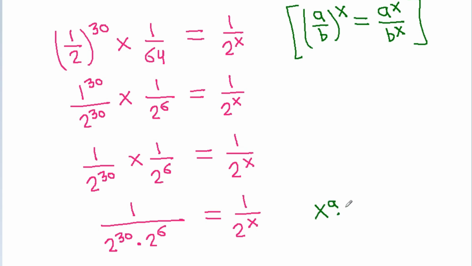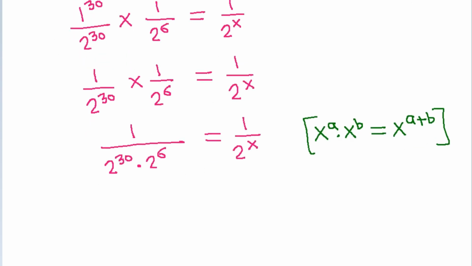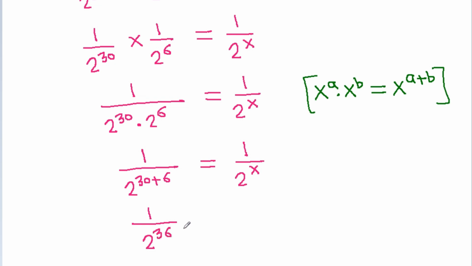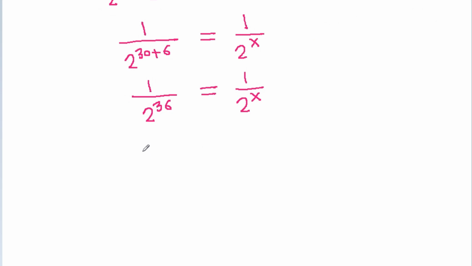And x^a times x^b is equal to x^(a+b). So it is 1/2^(30+6) is equal to (1/2)^x, and it is 1/2^36 is equal to (1/2)^x. So 2^x will be equal to 2^36.